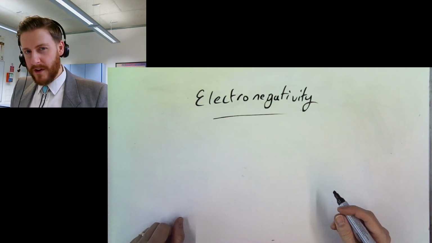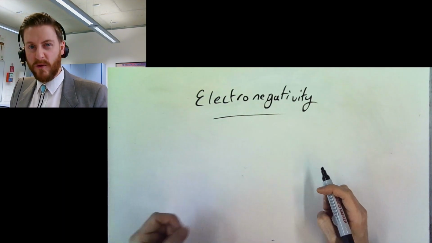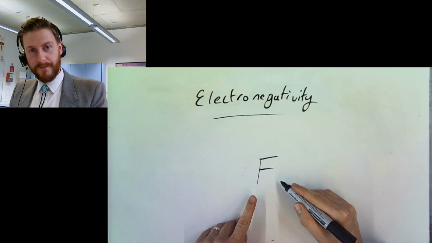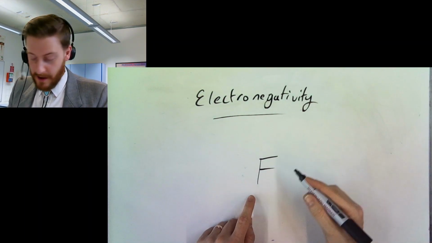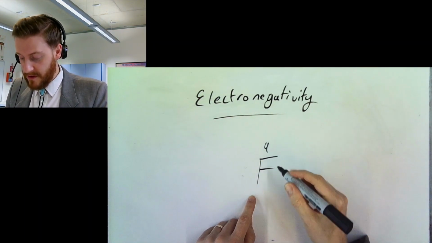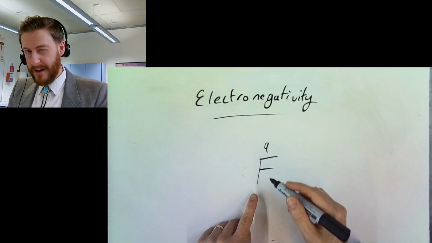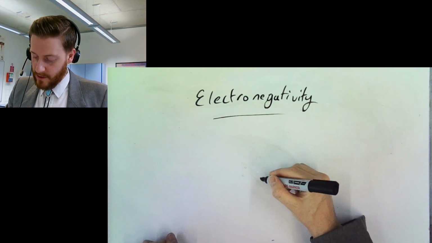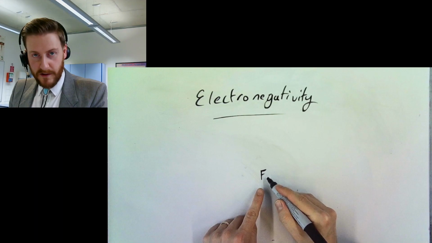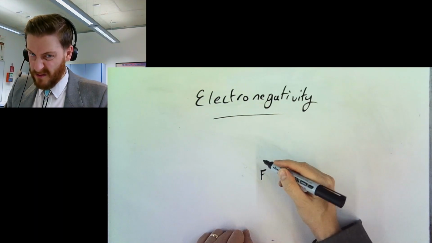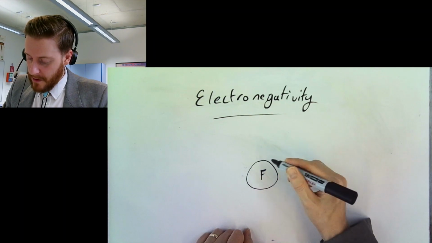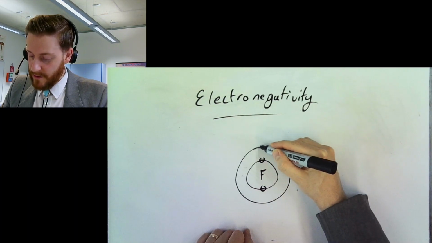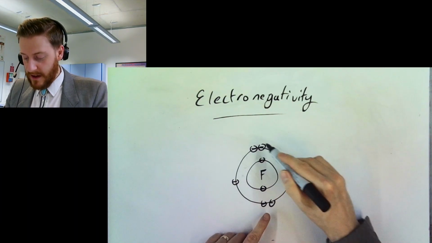Now, the element that has the highest electronegativity, that really, really wants electrons the most, is fluorine. Fluorine, its atomic number is 9, so it's got 9 protons, 9 electrons. And those 9 electrons are arranged a little bit like this. So my nucleus in the middle that I'm not going to show just because I'm lazy, but my electrons, I've got 2 in the inner shell, and then I've got 7 in the outer shell.